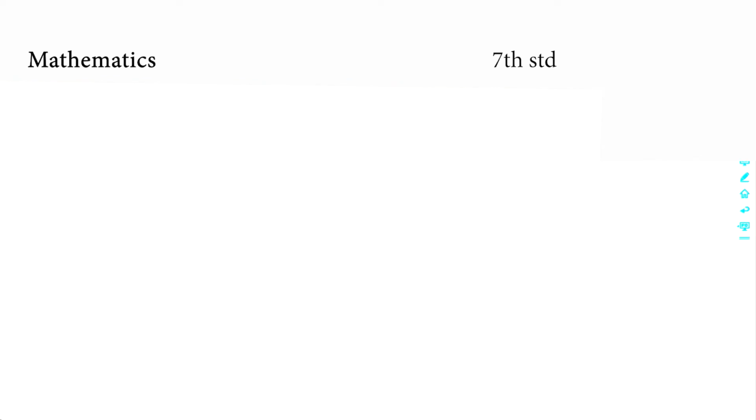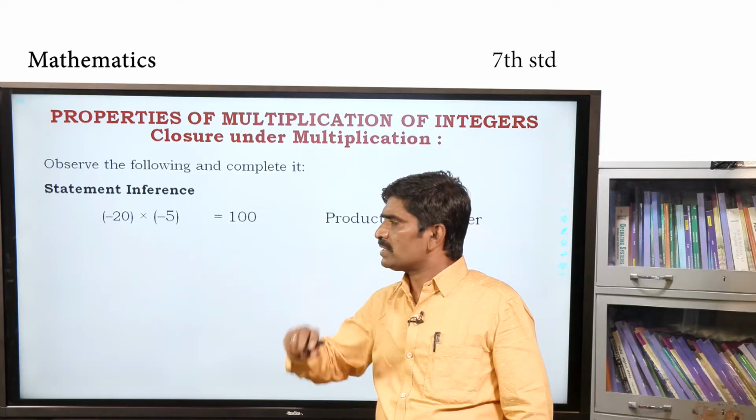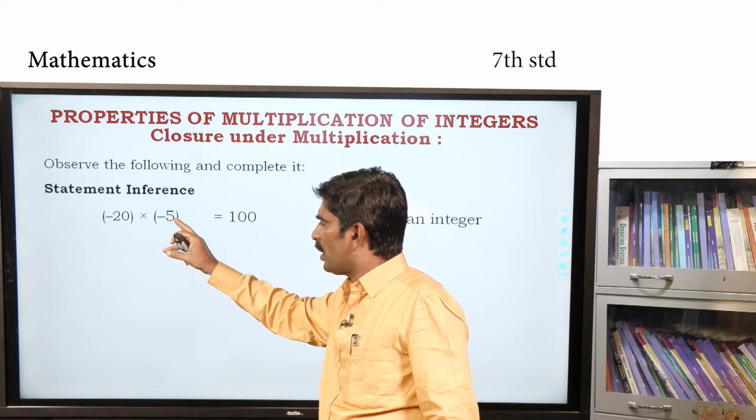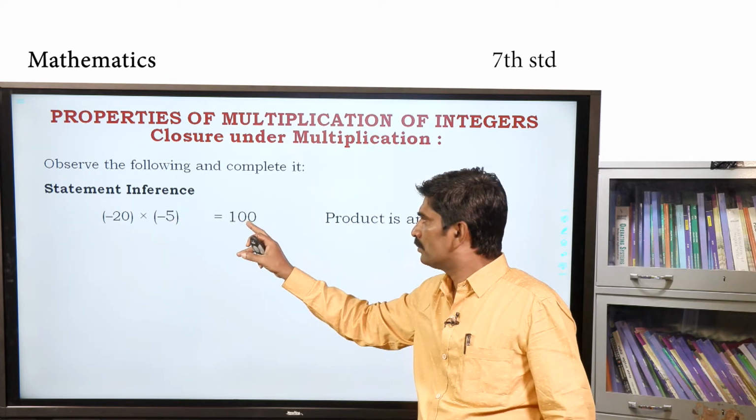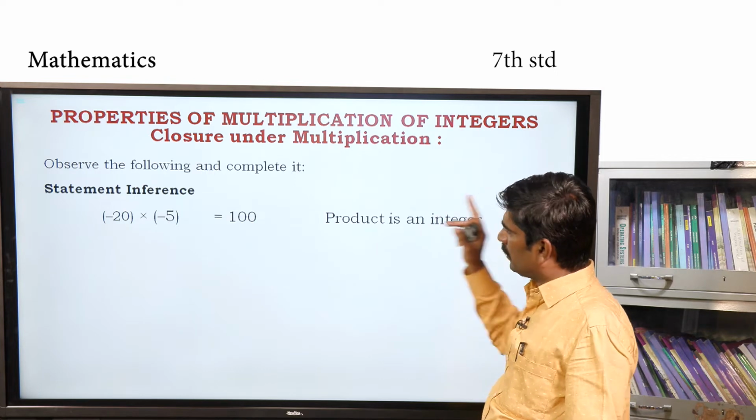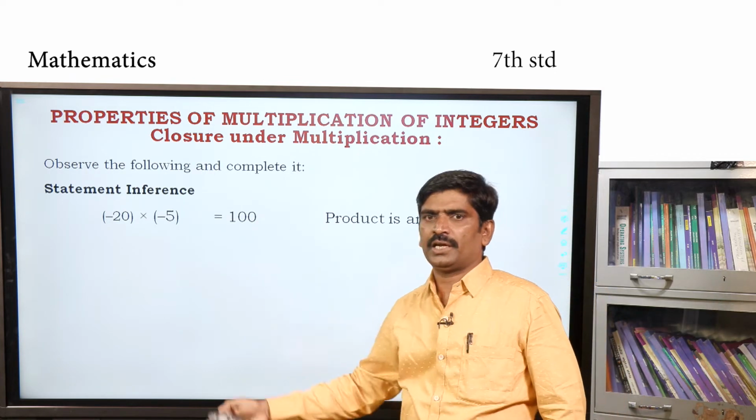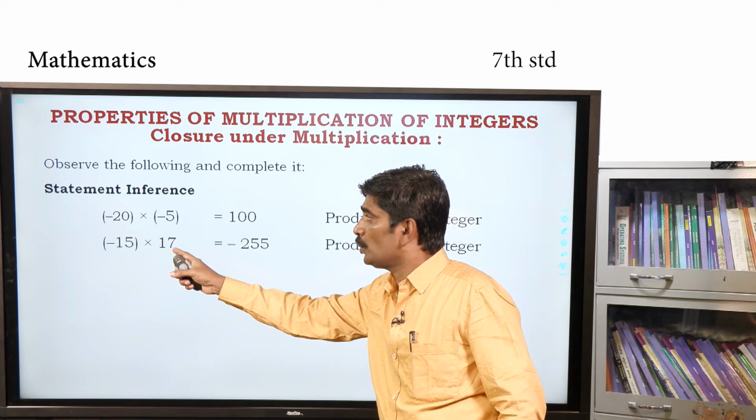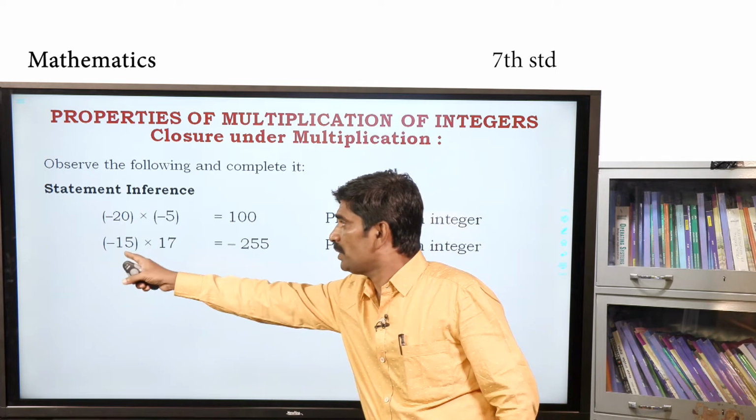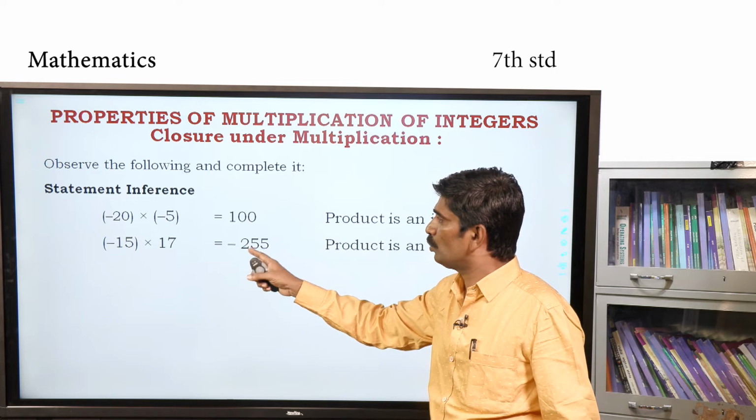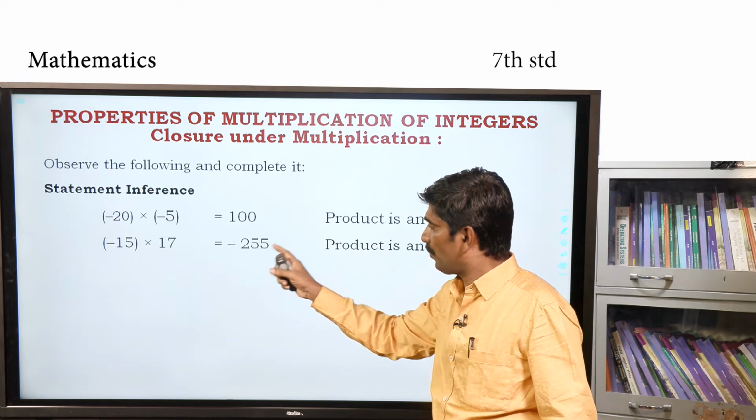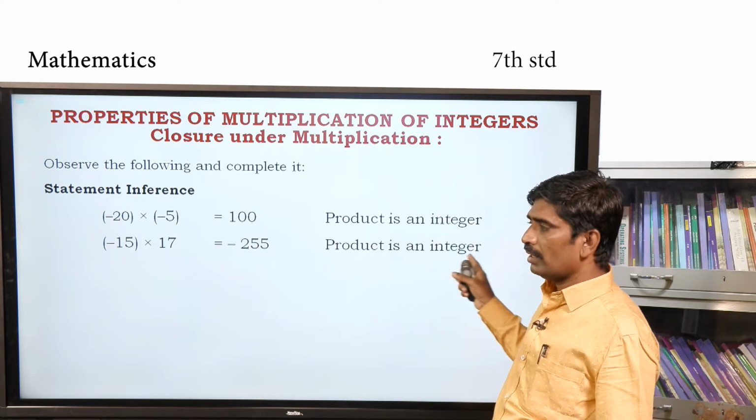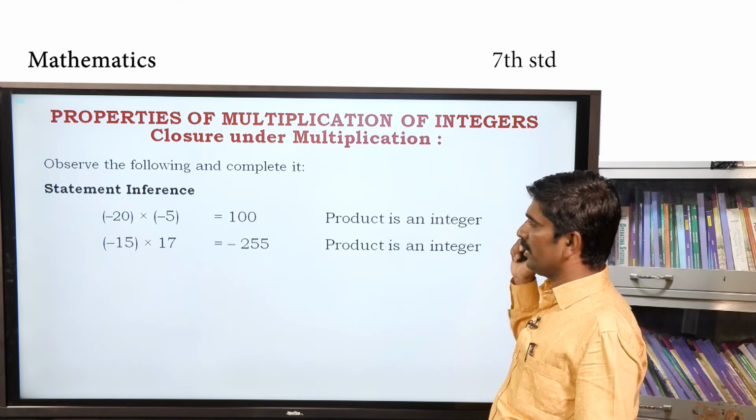First one, closure property, closure under multiplication. Observe the following. What is here? Minus 20 into minus 5, that is 100. The product is an integer? Yes, 100 is an integer. Next one, minus 15 into 17. The multiplication of these two is minus 255. Minus 255 is an integer. Yes, the product is an integer.